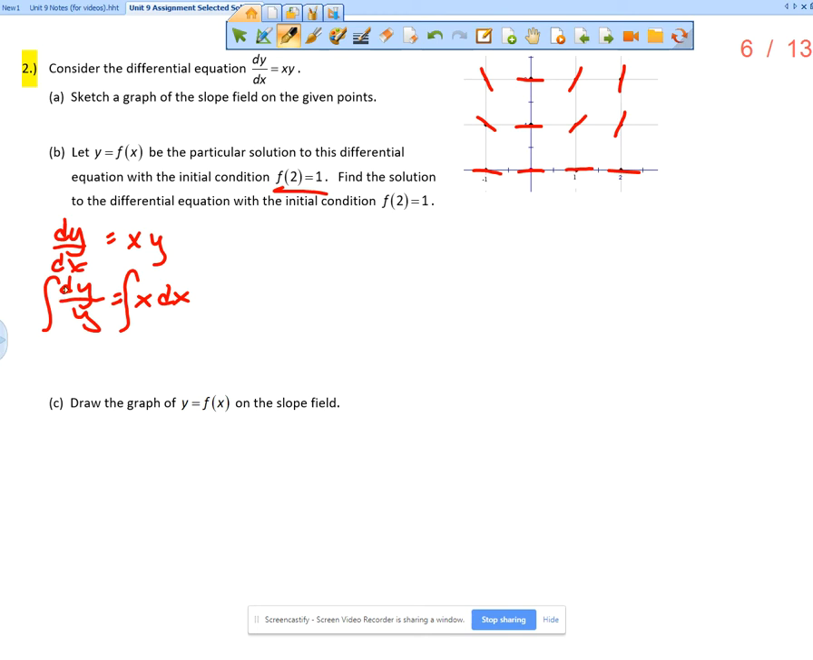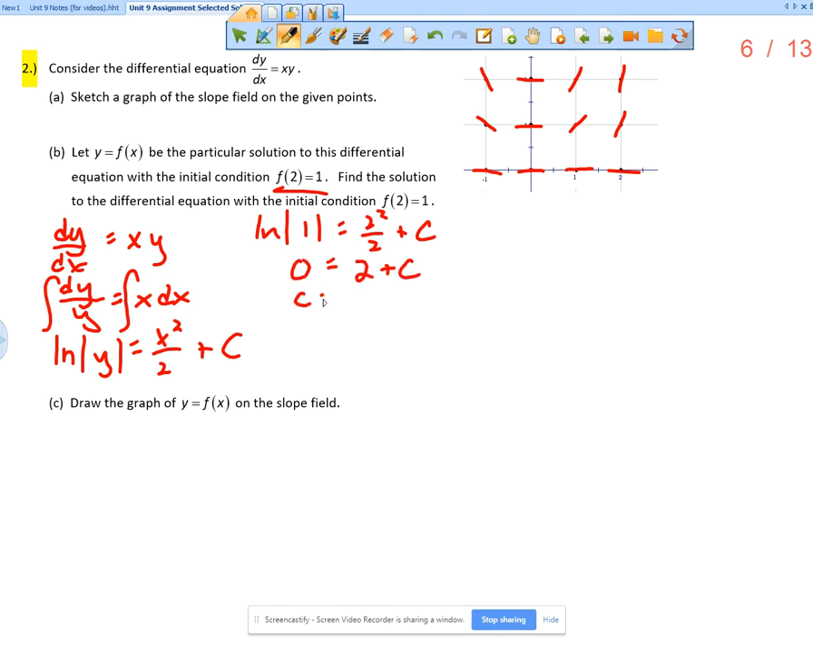On the left side, remember, this is like 1 over y dy, so the integral of 1 over y dy is the natural log of the absolute value of y equals x squared over 2 plus c. Now we want to use f of 2 equals 1. So that means x is 2, y is 1. So the natural log of the absolute value of 1 equals 2 squared over 2 plus c. Natural log of 1 is 0, equals 4 over 2, which is 2, plus c. So c is equal to -2. So I have the natural log of the absolute value of y equals x squared over 2 minus 2.